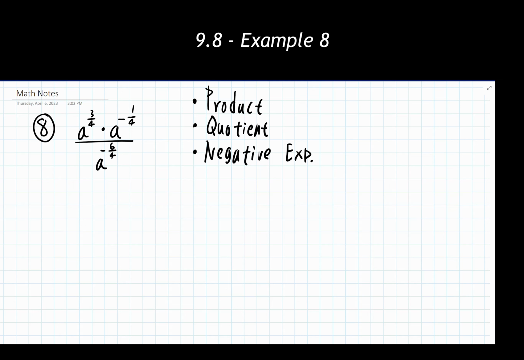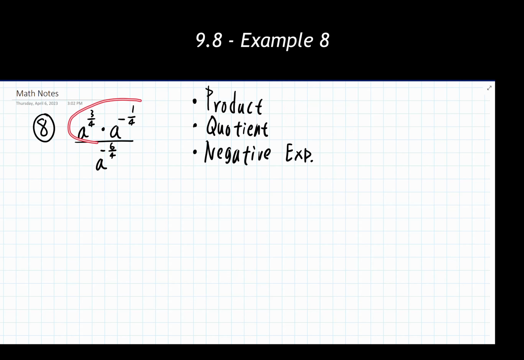In example 7, we started off with the negative exponents to get through this problem. So we started with dealing with these. Let's go with this in a different order, just for the sake of seeing that we can do it in different ways to get to our answer. So instead, I'm going to start with the product rule.